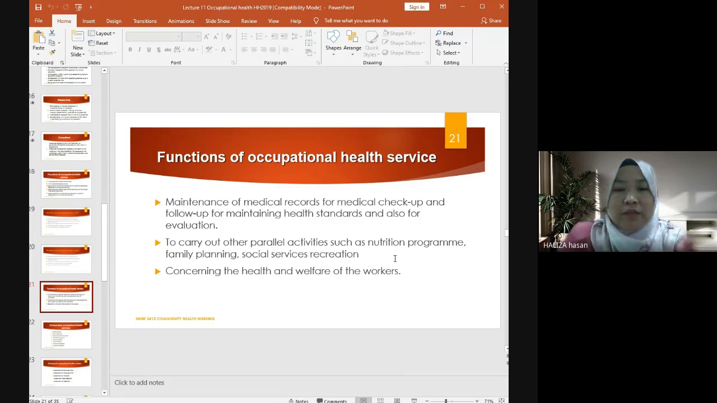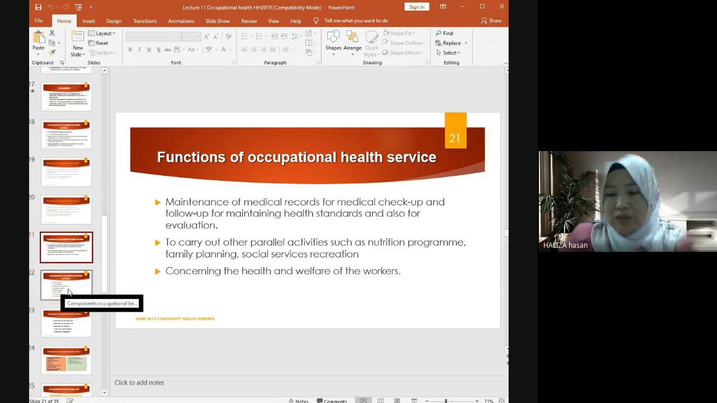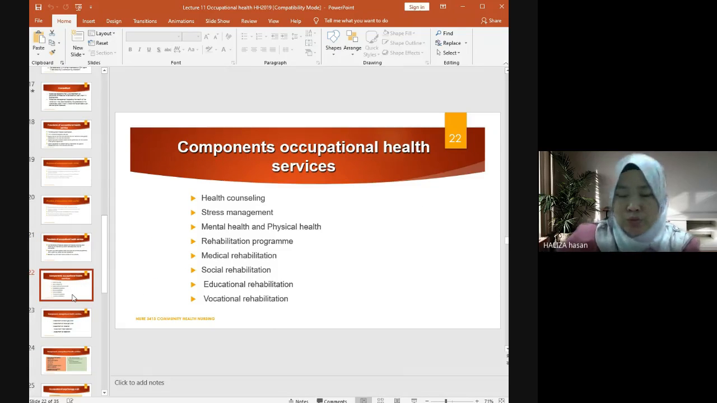Okay, also maintenance of medical records, carrying out other parallel activity, and a nutrition program concerning the health and welfare of the workers. All related to workers, they have to prevent and to ensure that the workers will be protected. Components of occupational health services include health counseling, stress management, mental health and physical health, and rehab program: medical, social, education, and vocational.